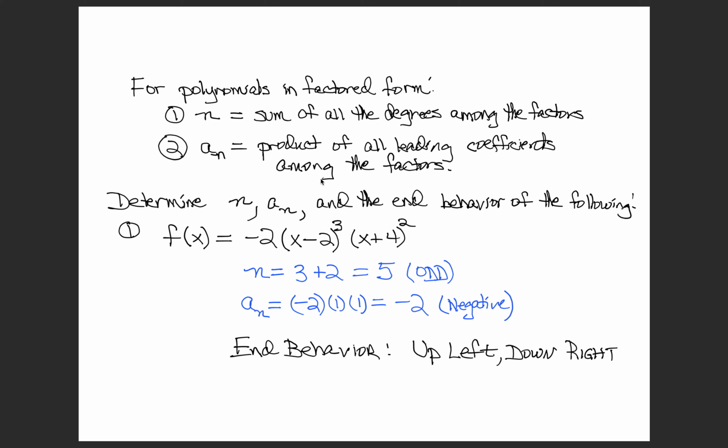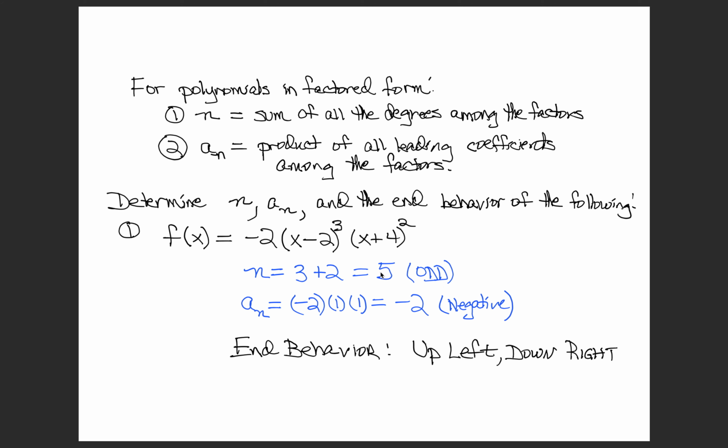But just to give you a bit of an intro, now we have determining n, a_n, and the end behavior of the following. For this function in factored form, f of x is equal to negative 2 times the quantity x minus 2 raised to the third times the quantity x plus 4 raised to the second. Now for the degree n, for the powers of the x terms, you have x raised to the third, x raised to the second. So you have the degrees of 3 and 2, and for the sum, the degree of the polynomial is going to be 5, which is an odd value.